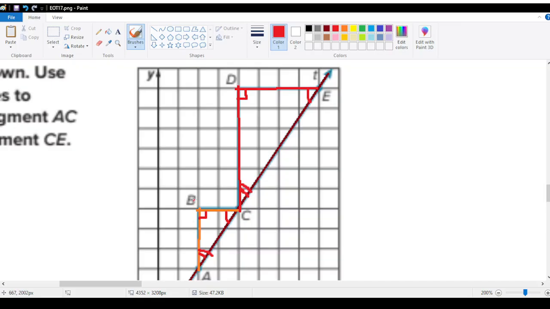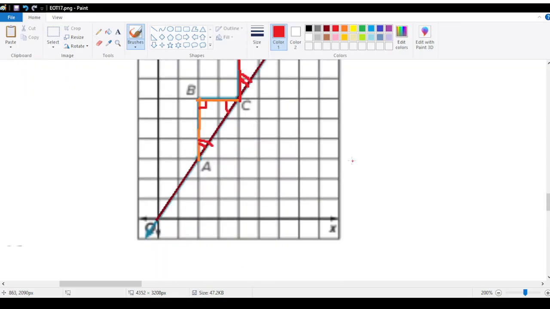Now let's try to find the slope from the first triangle. Do you remember what was the rule for the slope? M equals rise over run. That's good. So rise over run. I'm going to use the orange color because we are talking about the orange triangle. So rise over run.